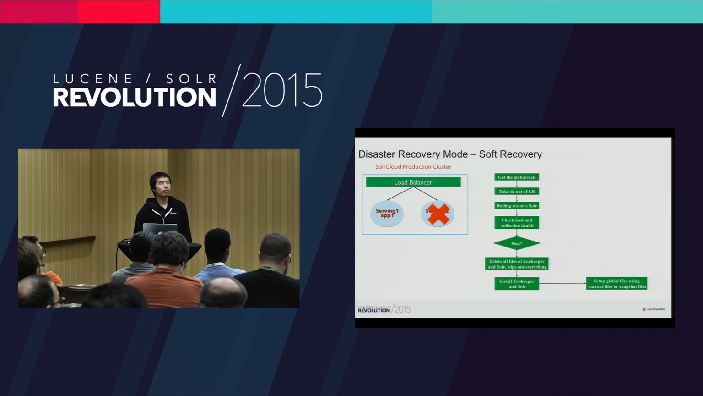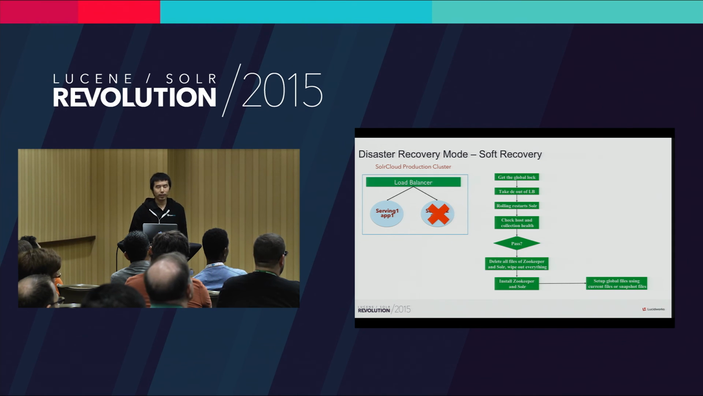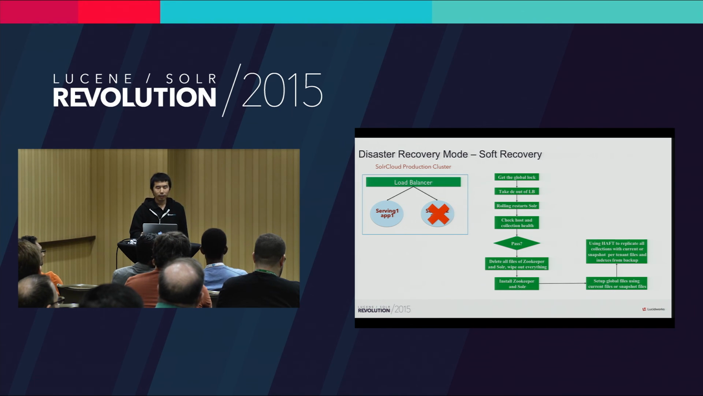By wipe out, I mean it will delete all the installations of Zookeeper and Solr on that data center. So basically, it's just a bare machine. And then we'll just reinstall Solr, Zookeeper, and the collections are copied from the backup. The index is copied from the backup data center, and it's the same thing as how you launch a new data center. The config is copied from the S3.